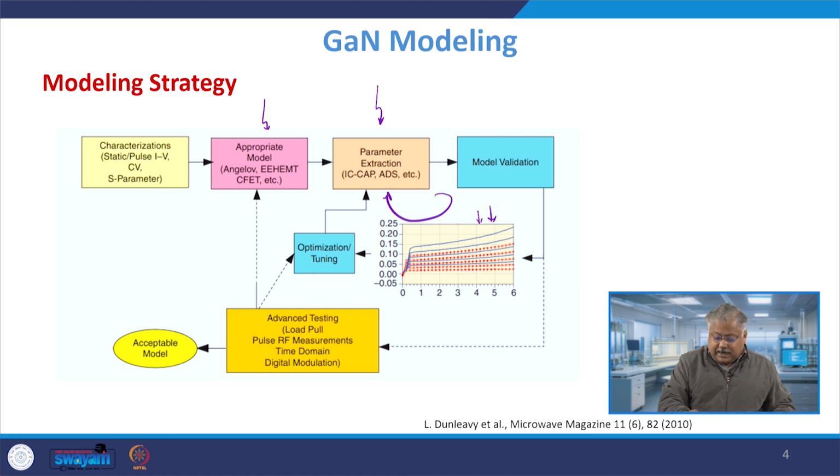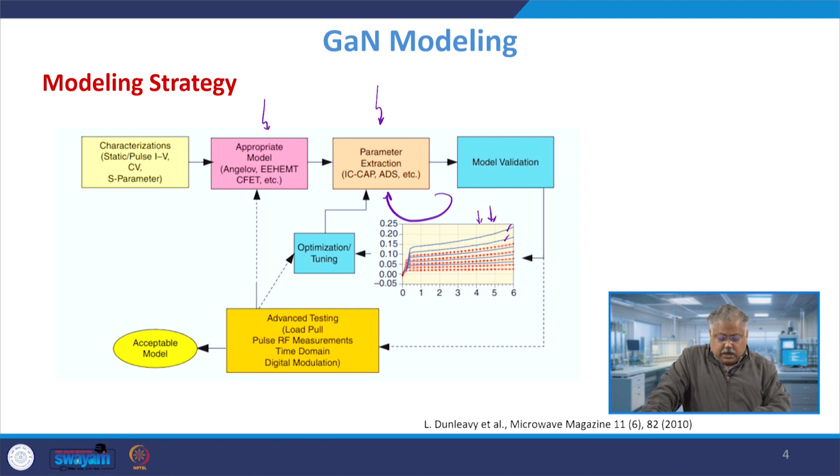Once you have done that and you are sure that these two graphs, these dotted lines and these lines, are very close to each other, then we directly go to advanced testing, if required. For example, pulsed RF measurements, time domain digital modulation. And finally, once that is done, you form the acceptable model. So this is a general trend.